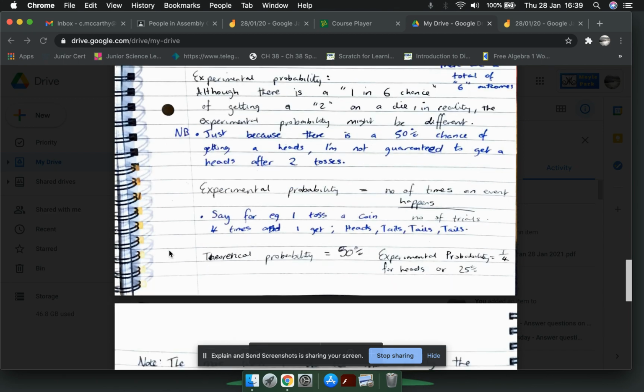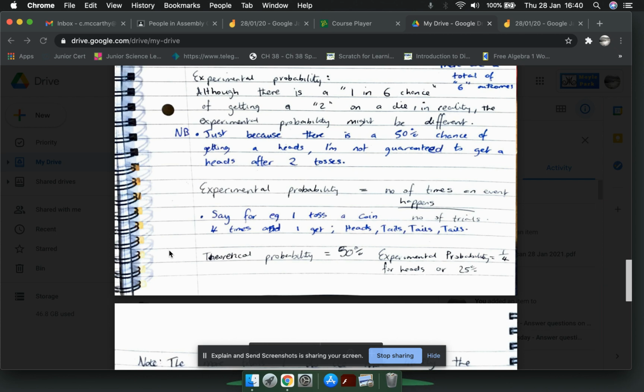Experimental probability is a little bit different. If we talk about a die, just because there's a 1 in 6 chance of getting a 2, you mightn't necessarily find in reality that that is the case, because in reality, it's just up to chance, isn't it? That's what we call experimental probability.